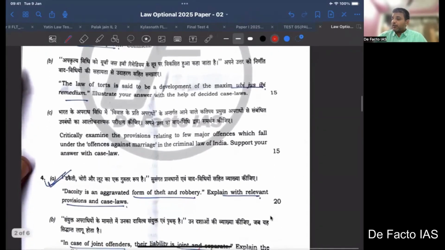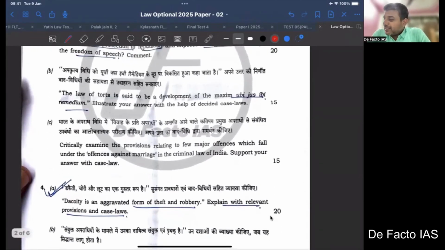Okay, the law of tort is said to be a development of the maxim ubi jus ibi remedium. Again, this year also I have asked, last year also I asked this question, right? This is a very typical question. See, if you have a question of law of tort versus torts, or the theory that tries to restrict them, the pigeonhole theory, ultimately the answer of all of them remains the same. You see, what is the purpose of the tort?